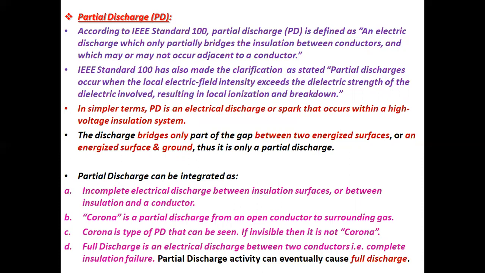B. Corona is a partial discharge from an open conductor to surrounding gas. C. Corona is a type of partial discharge that can be seen. If invisible, then it is not corona. D. Full discharge is an electrical discharge between two conductors that is complete insulation failure. Partial discharge activity can eventually cause full discharge.